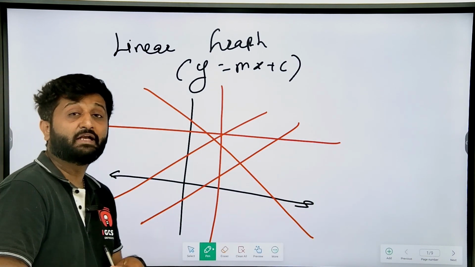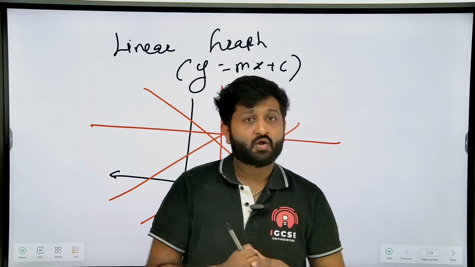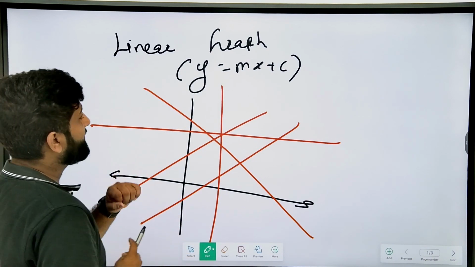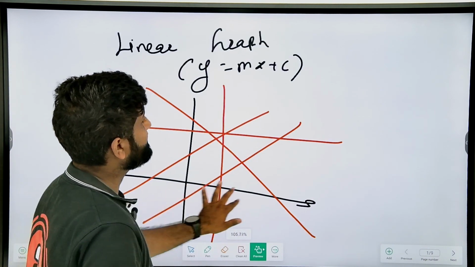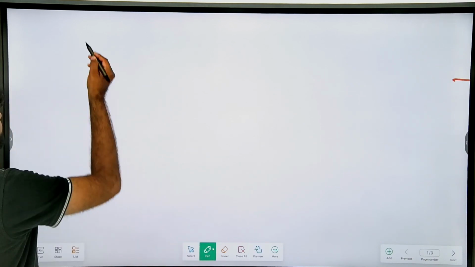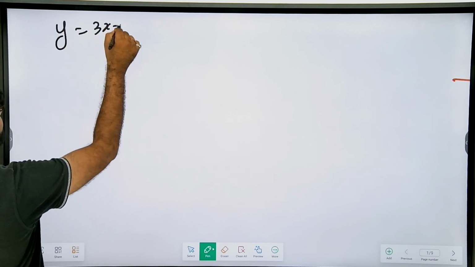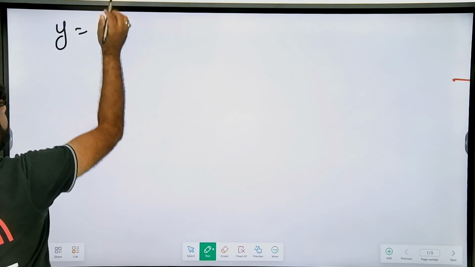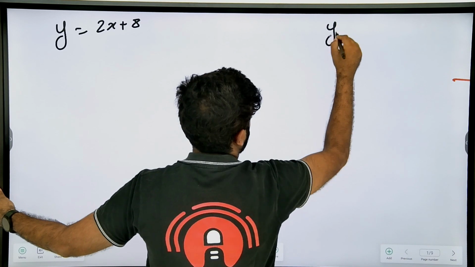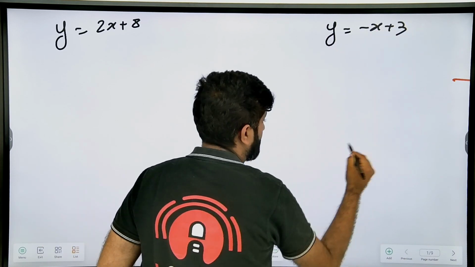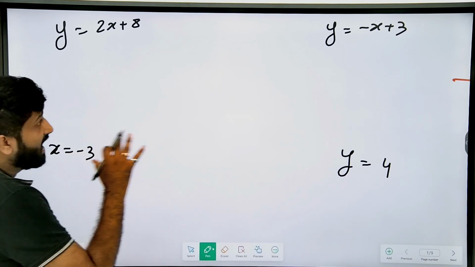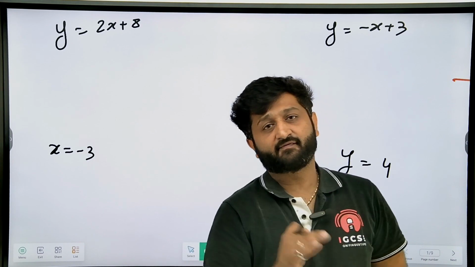Now how shall we draw this kind of graph, or what points are important in this kind of graph? So let us take an example first. Let's say I tell you to draw a graph of y equals 3x plus, maybe let me take it simpler, 2x plus 8, or I tell you to draw a graph of y equals negative x plus 3, or y equals 4, or x equals negative 3. How shall we draw these four kinds of graphs?